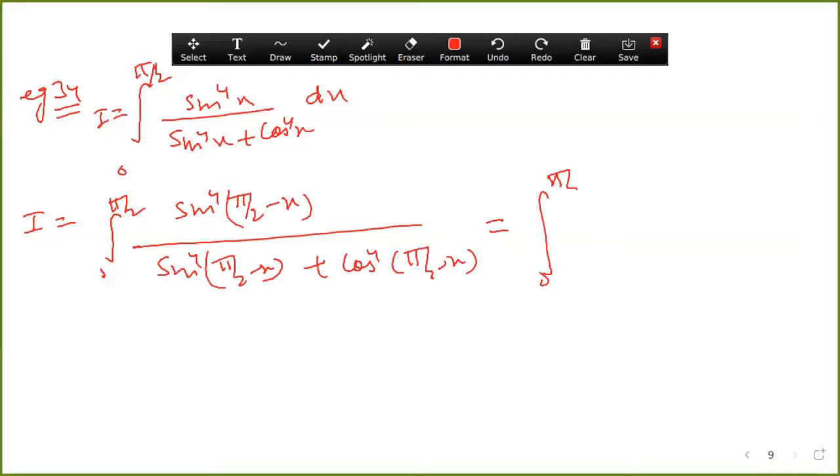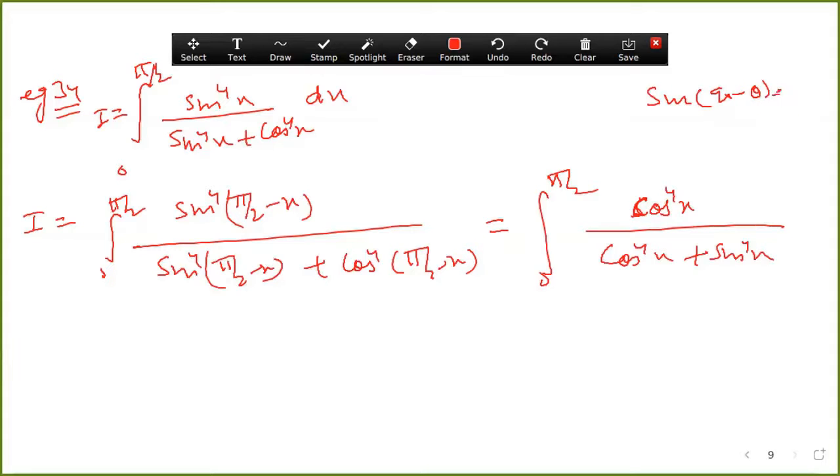0 to pi by 2, and this becomes 90 minus theta. That comes out cos to the power 4x upon cos to the power 4x plus sine to the power 4x. Which property are we applying? Sine 90 minus theta is equal to cos theta, and cos 90 minus theta is sine theta. Now this is equation number first. Take this as equation number second. Add first and second.